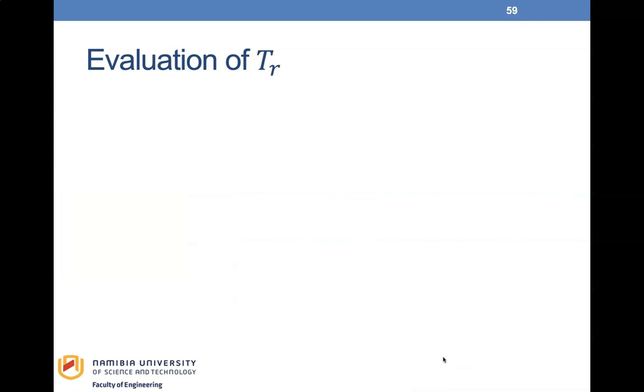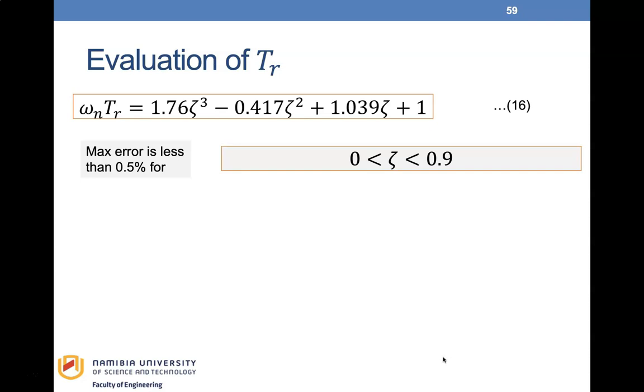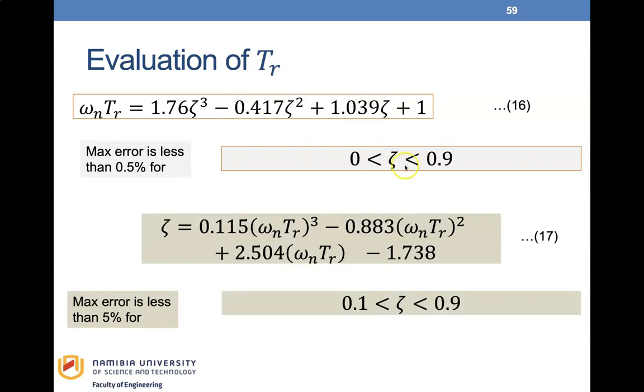This curve can be approximated by the following polynomials. Maximum error is less than 0.5% for zeta values lying between 0 and 0.9. And the second polynomial gives a maximum error of less than 5% for zeta lying between 0.1 and 0.9. That is, zeta is greater than 0.1 but less than 0.9.